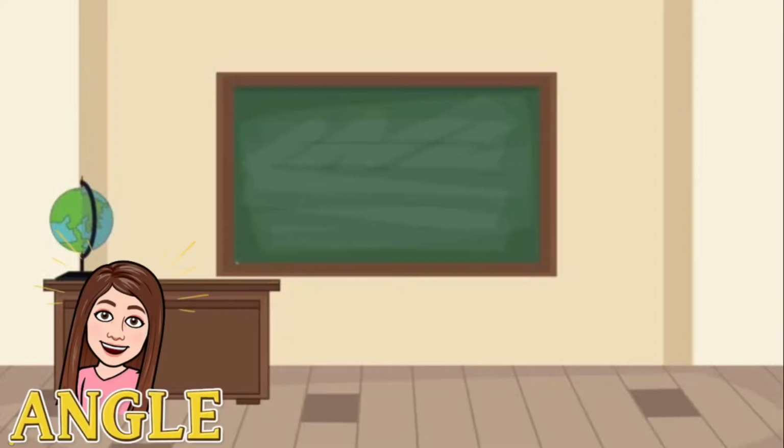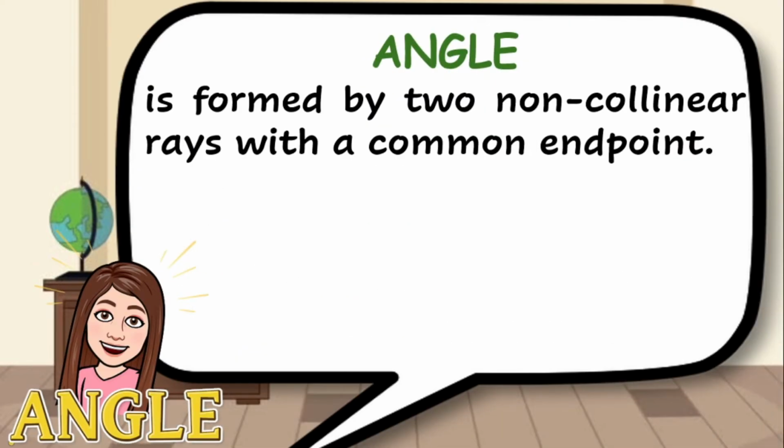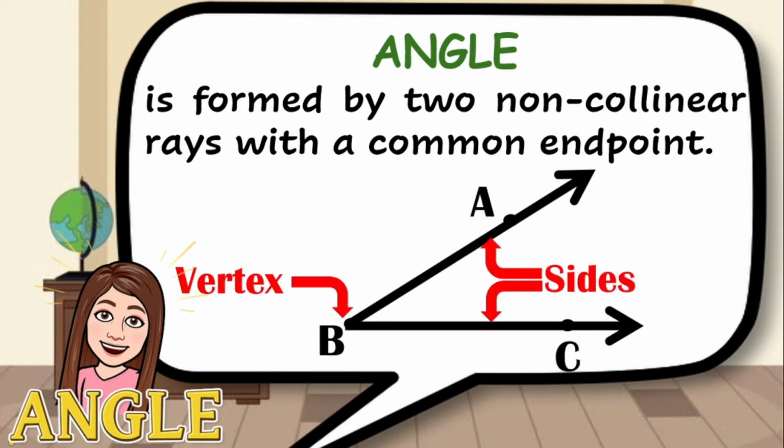An angle is formed by two non-collinear rays with a common endpoint. The two non-collinear rays are the sides of the angle, while the common endpoint is the vertex. It is denoted by a symbol.